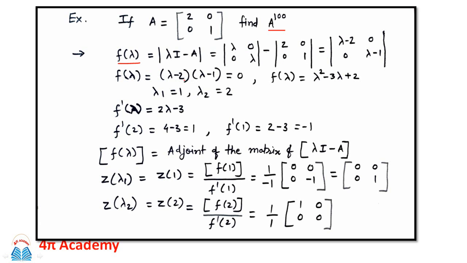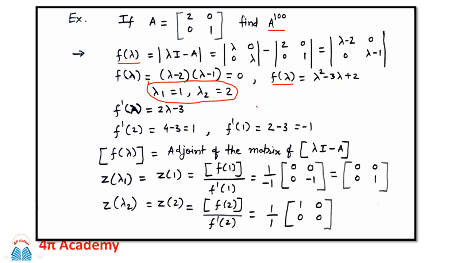So this f of lambda will be equal to lambda minus 2 into lambda minus 1, and that should be equal to 0. From this equation we get the roots lambda 1 equal to 1 and lambda 2 equal to 2. So these are our eigenvalues. Lambda 1 and lambda 2 are the two eigenvalues of our equation, which is lambda square minus 3 lambda plus 2.